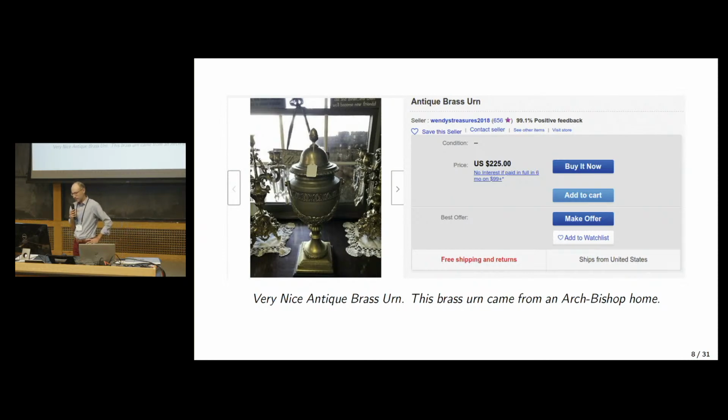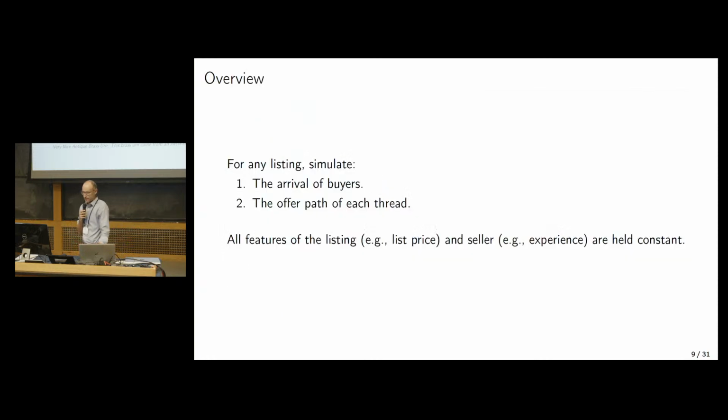So those are the types of counterfactuals that we want to simulate because they allow us to say, well, what if our agent had done something that we didn't observe in the data? What if our agent had offered $150 instead of click buy it now? Okay, so how are we going to do that?